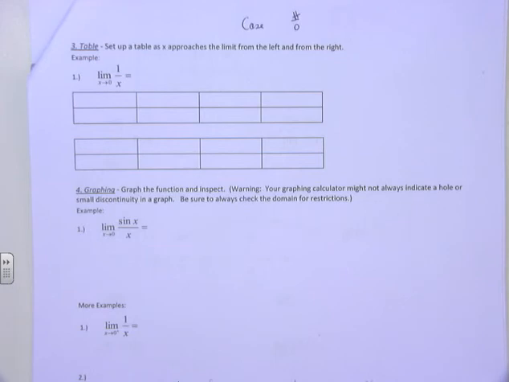5 divided by 0, no solution, does not exist. Negative 6 divided by 0 doesn't exist. So my answer is does not exist. But there are 3 possible answers of does not exist.